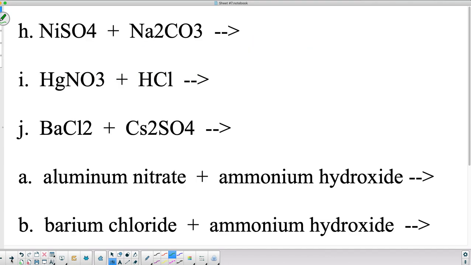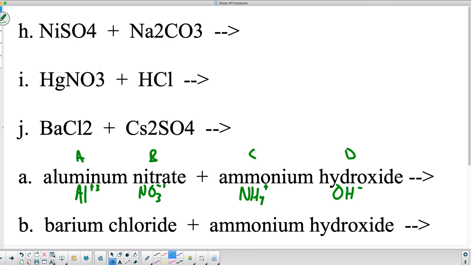Let's do one example. Why don't we do this one for letter A? This is aluminum nitrate. So this is A here. Aluminum is a +3. Nitrate is NO3 with a -1. Okay, and that's my B. My C is ammonium, NH4 with a +1, and hydroxide like this with a -1. Okay, and that's my D.